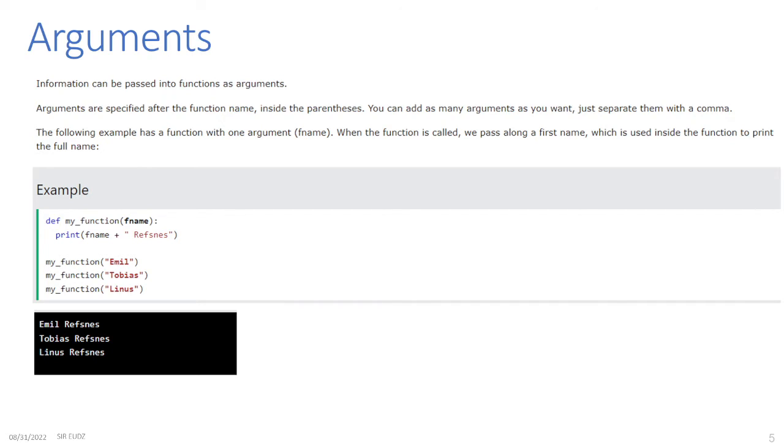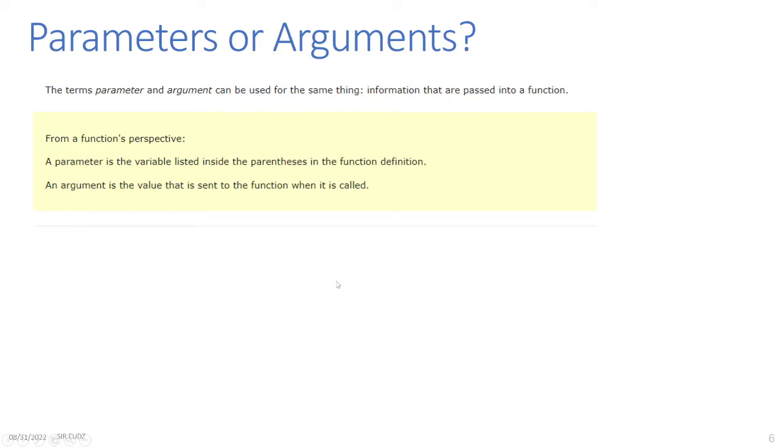So print fname plus " Refsnes". It says here Refsnes, so that might be the last name. Okay, so my_function("Emil"), my_function("Tobias"), my_function("Linus"). So we have Emil Refsnes, Tobias Refsnes, and Linus Refsnes. Okay, so that will be the output. We have called this function 3 times, and we have passed this value to this argument here.